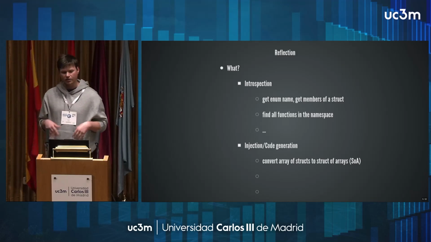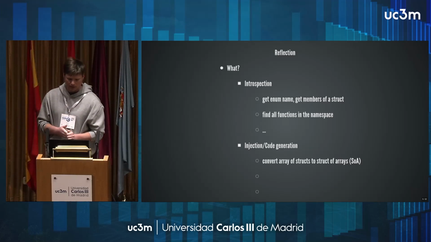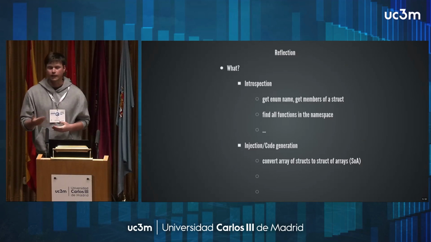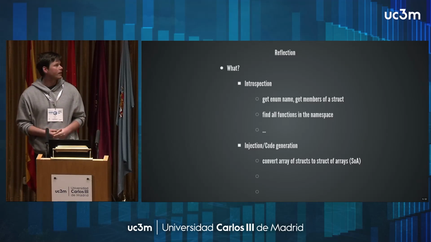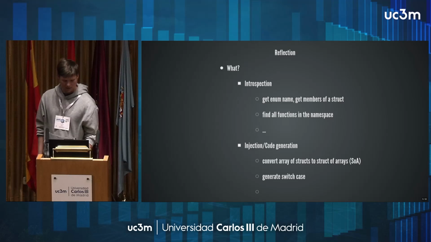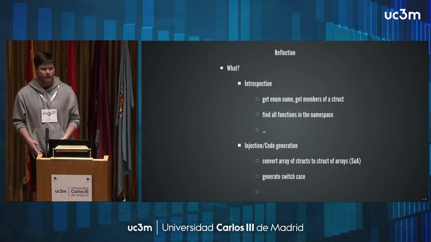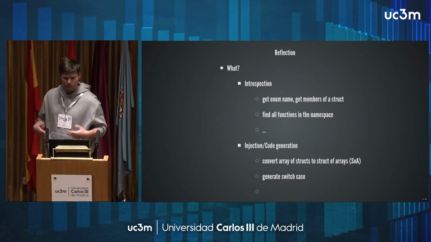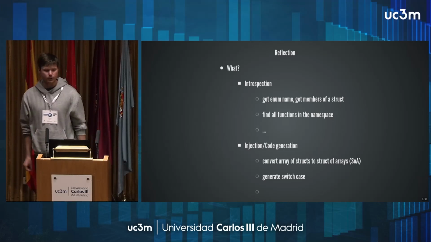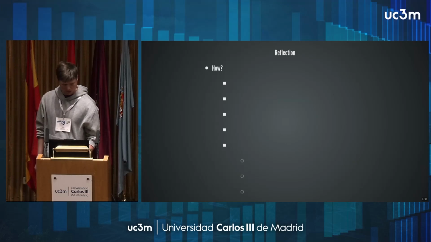The generation part is actually not supported by the proposal yet, so sorry about that. But for example, the injection you can do. You can convert your array of structs to a struct of arrays. You can do that with that proposal. You can pack things. We'll show that shortly. What you can't do, but we'll show an example of how to do it, is generate a switch case, which is kind of handy when you know the types and you can do that at compile time. If you care about performance, you can gain a lot out of that. So hopefully that sounds good.